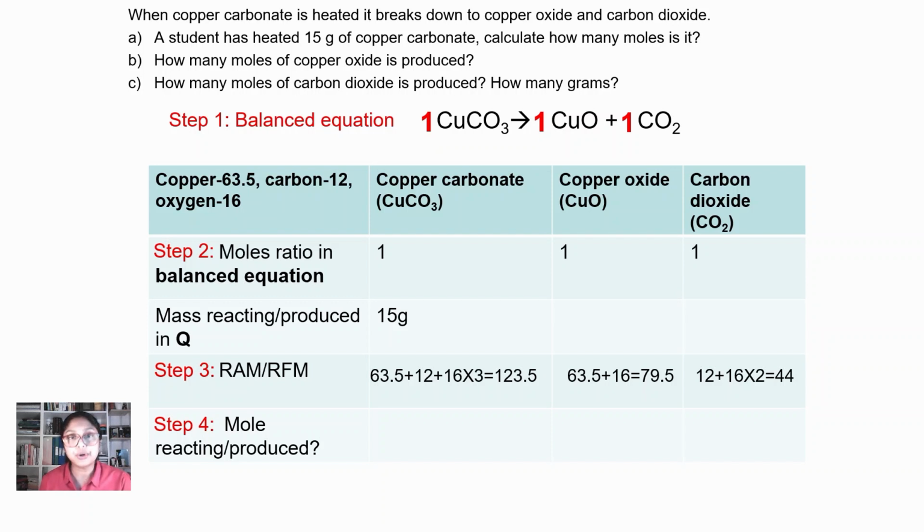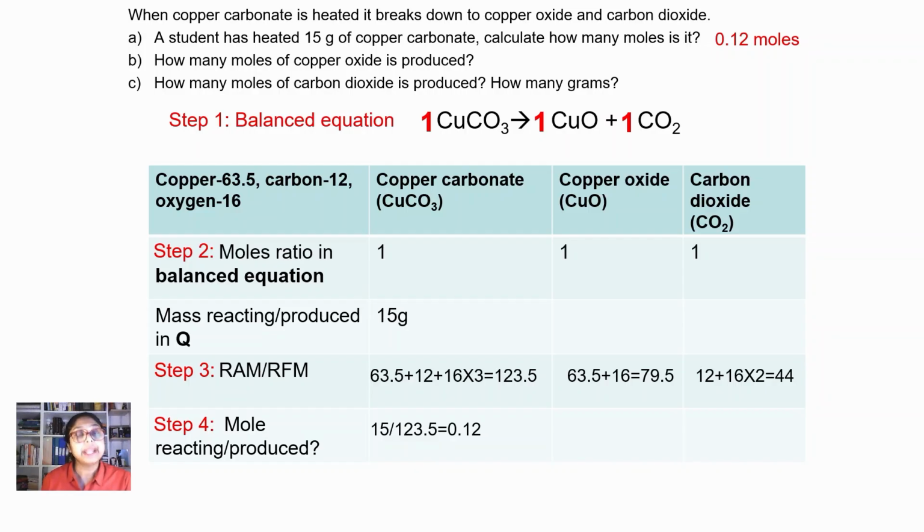Now next, copper oxide, CuO, so 63.5 plus 16, 79.5. Carbon dioxide, 1 C and 2 oxygens, so to add up 44. Now going to step 4, because they have asked how many moles. So 15 gram for copper carbonate. So we divide it with MR, 123.5, we get 0.12 mole reacted for copper carbonate. So that is the answer I've written down on A.